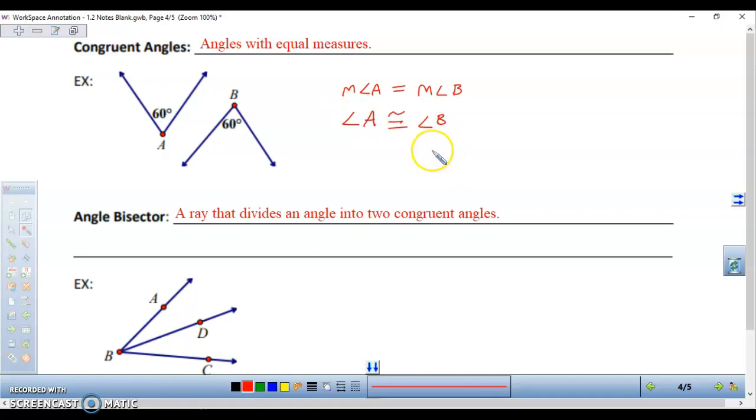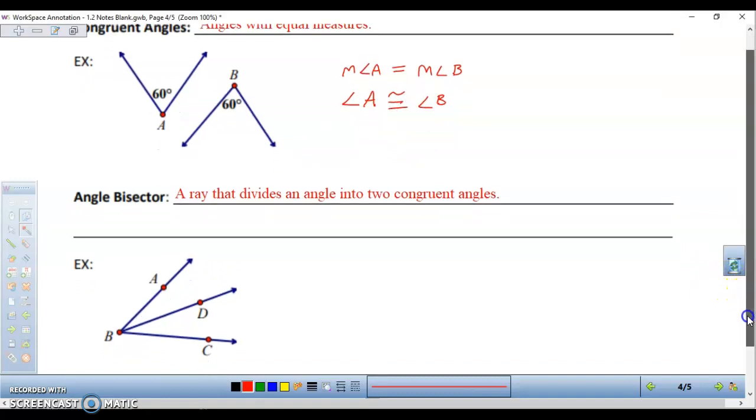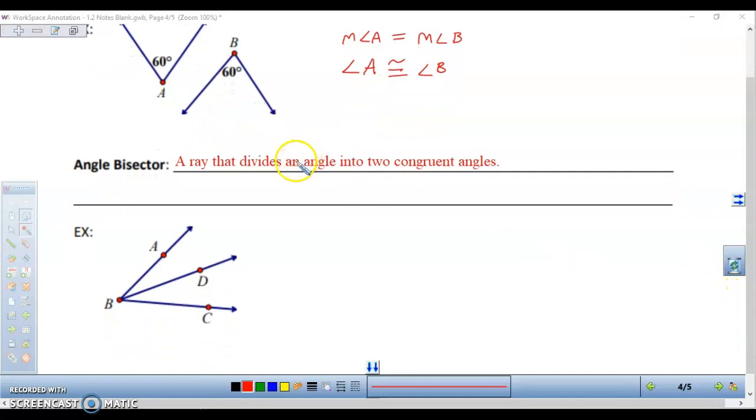So if I ever tell you angles are congruent, it simply means they have the same exact measure. And remember, this symbol is congruent. We discussed that the other day. An angle bisector is a ray that divides the angle into two congruent angles. So suppose I told you down here that ray BD bisects angle ABC.